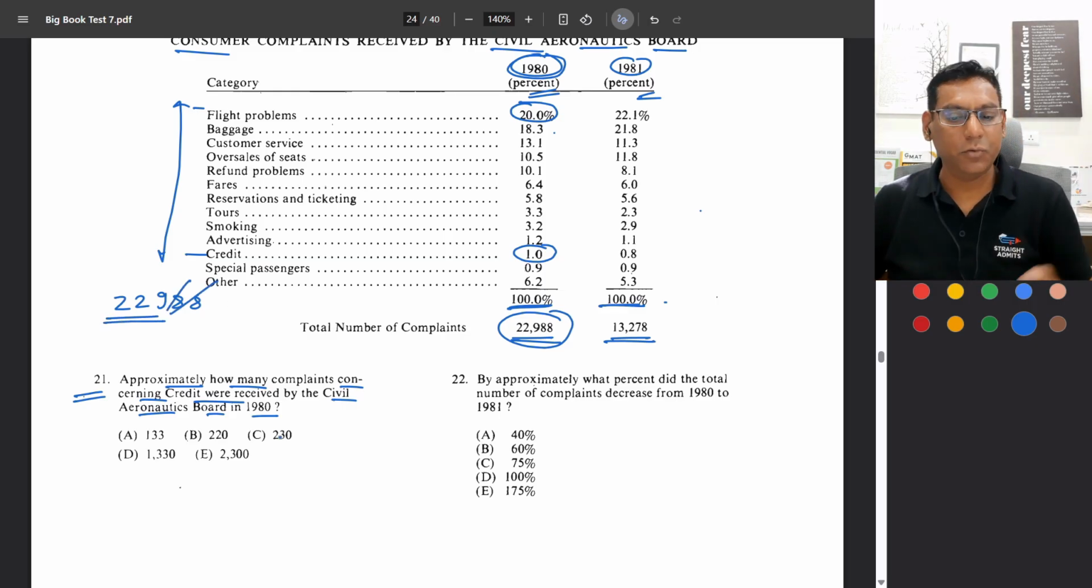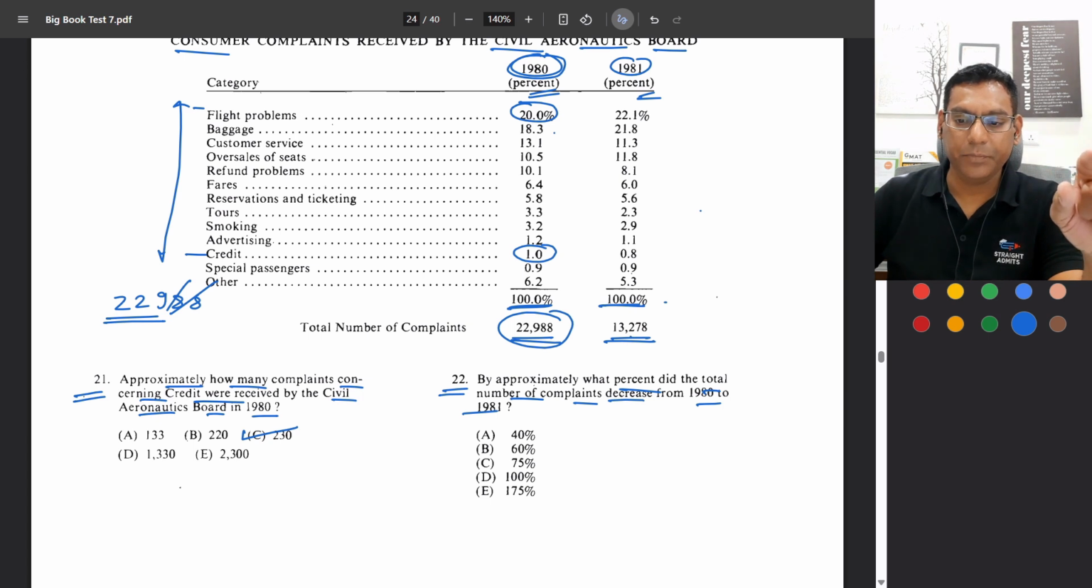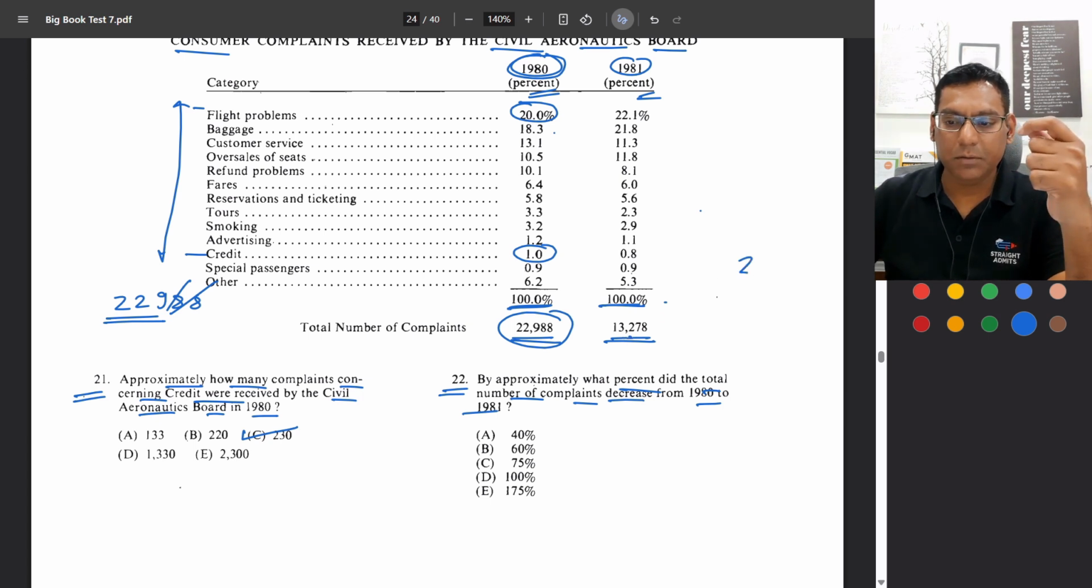229.88 rounded up to 230. Okay, so answer choice C. By approximately what percent did the total number of complaints decrease? Total number of complaints went from 22,000 to 13,000. Let me do the actual number.